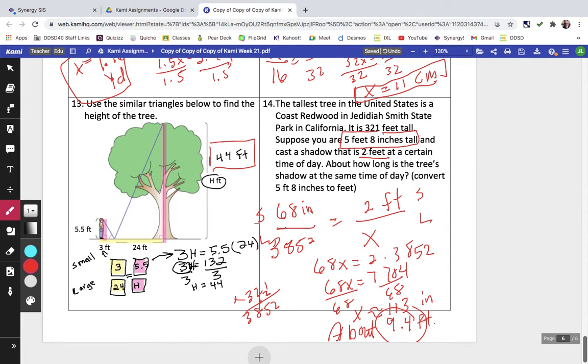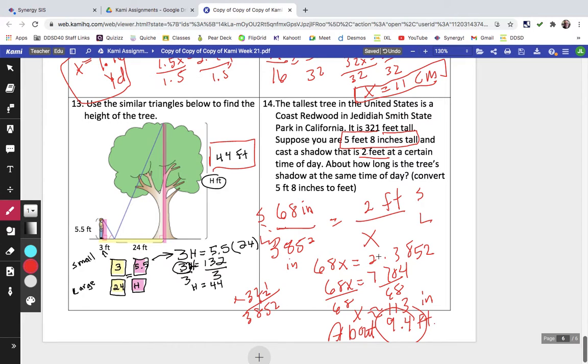So this is 3,852. I think I know where the problem is. 3,852, that's the number of inches. That seems right. I'll double check it. 321 times 12, 3,852 inches. That's right. These are inches. And we multiplied it by 2, which gives 7,704.